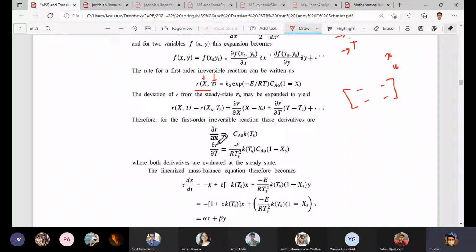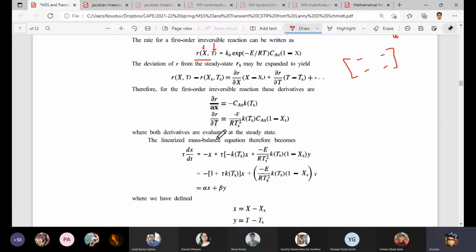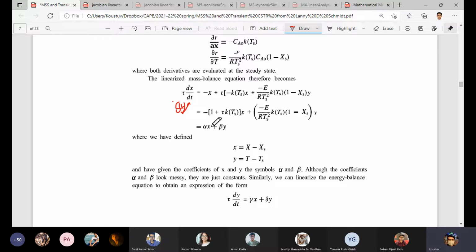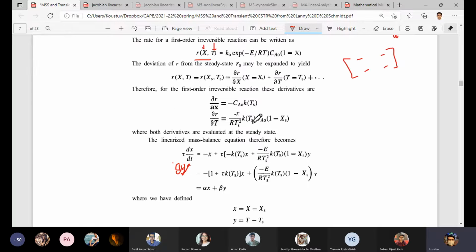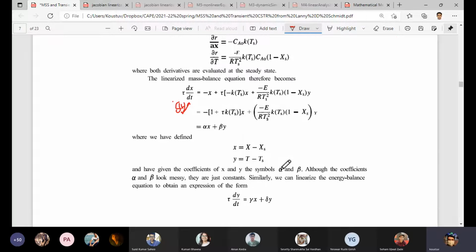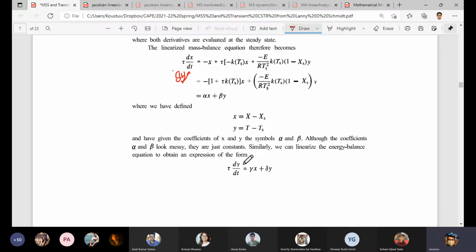So after writing these terms, we can see that here, small x is nothing but the delta x(t) in the previous example. That means with respect to the deviation variable, it's just a linear combination of x and y, and this alpha and beta are nothing but constants. And what are those constants? They contain the steady state temperature, E, R, T, and other parameters like C A naught or k, or the heat transfer coefficient if it is non-adiabatic. So these will be contained in alpha, beta, gamma, delta.